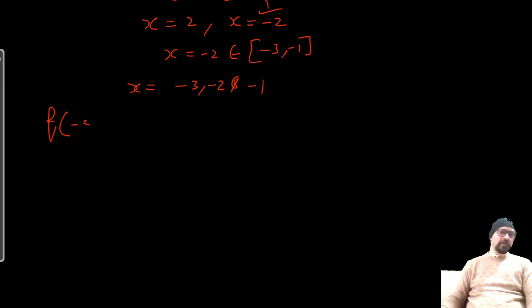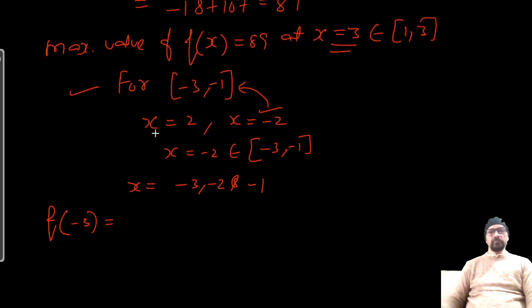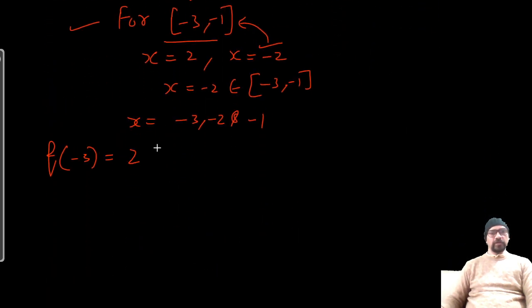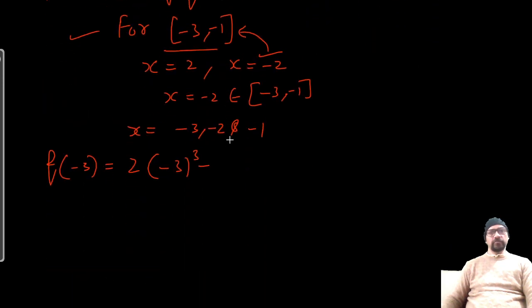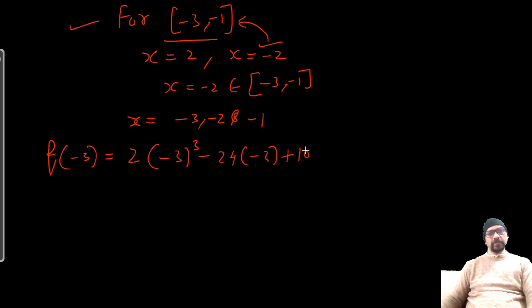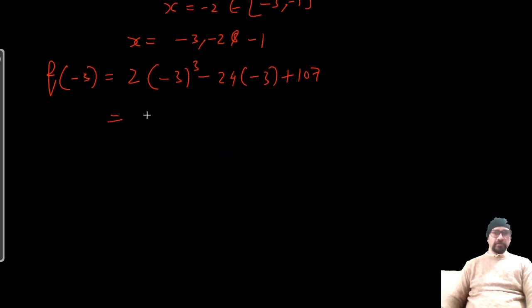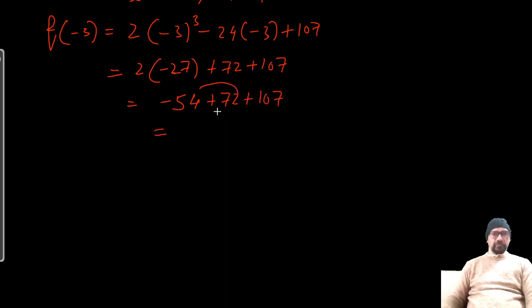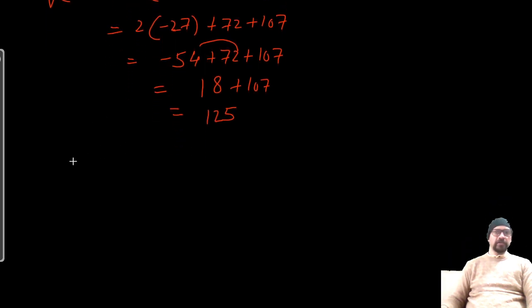So let's find the value of the function at negative 3. Our function is 2 into minus 3 cubed minus 24 into minus 3 plus 107. Minus 3 cubed is negative 27, so it's negative 54 plus 72 plus 107, which gives 125. So the value of the function at negative 3 is 125.